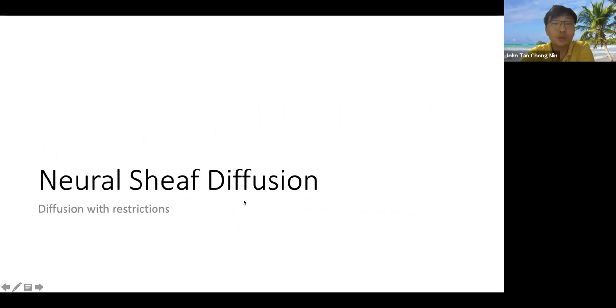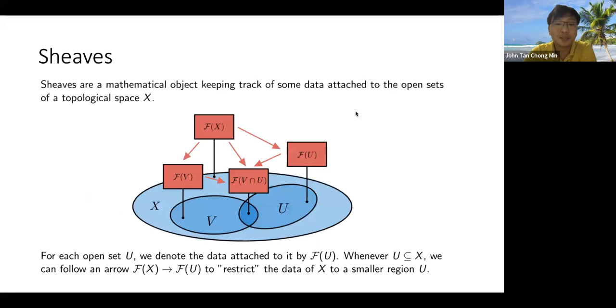So how do we do neural sheaf diffusion then? It's actually the same diffusion process we saw earlier, just that the Laplacian matrix is more complicated. There are more restrictions on the Laplacian matrix. So this is the idea of sheafs. Sheafs are defined on a topological space and can restrict the amount of information that passes through. So you can see they call this restriction of the data of X to a smaller region U.